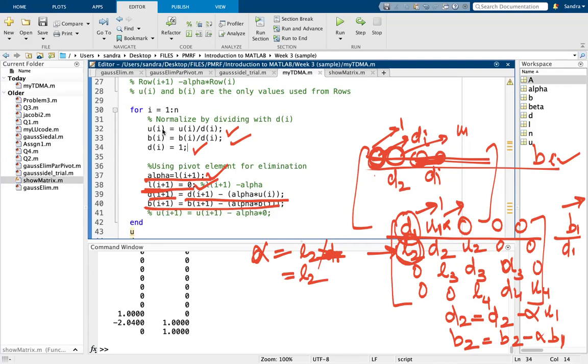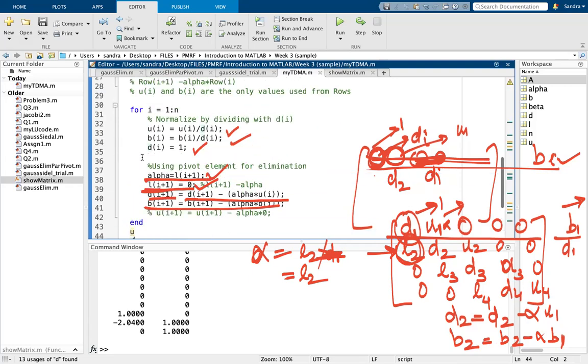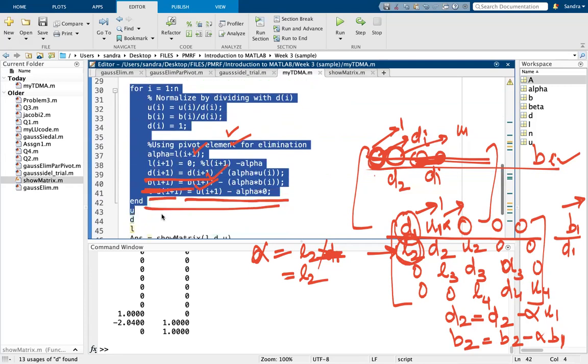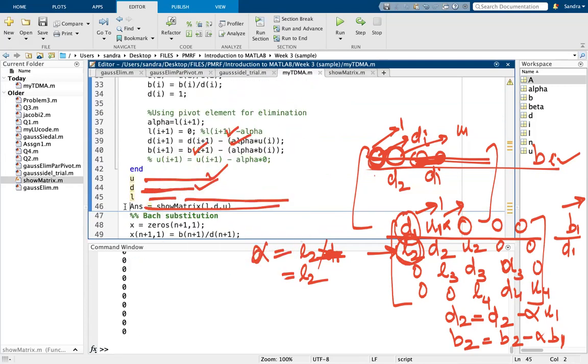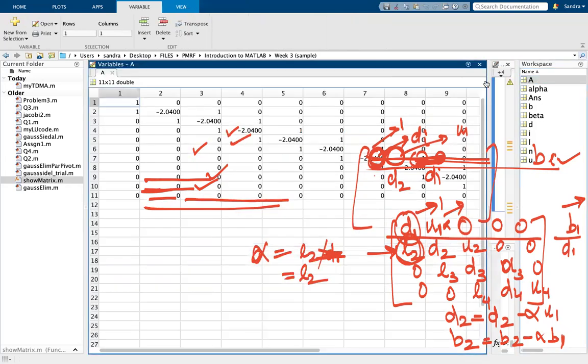Like this, you can put a loop over all the rows, and finally you will get the simplified equation. This is basically just Gauss elimination. I'll run this command. After that, I'm making a matrix. After doing Gauss elimination, this is how it looks.